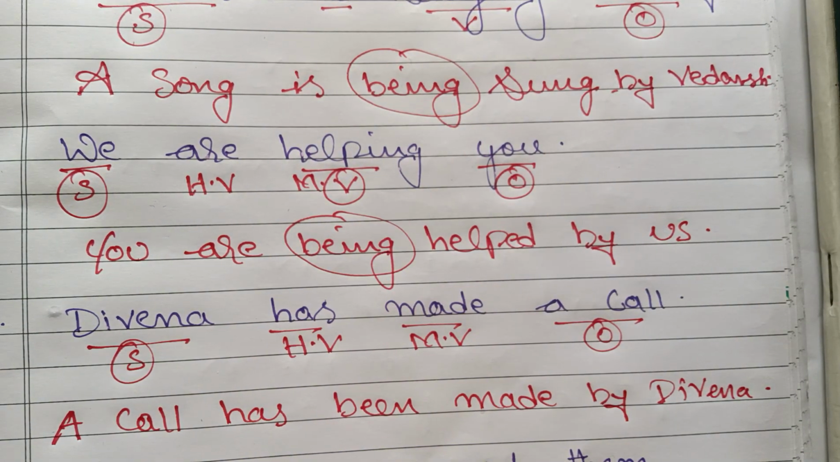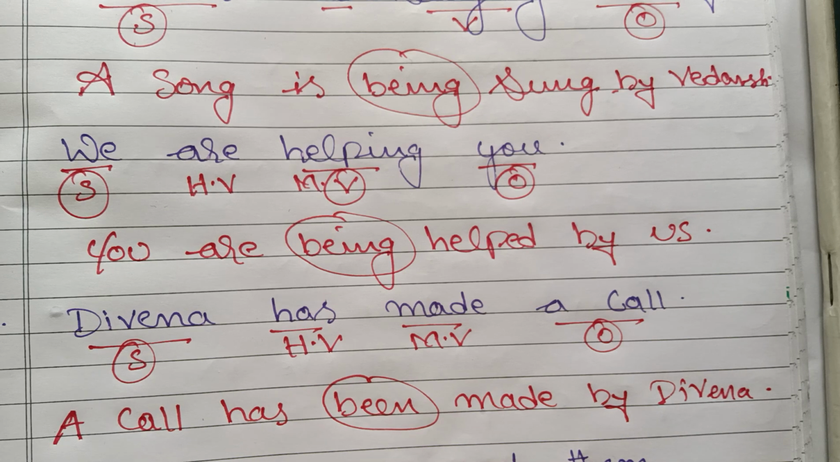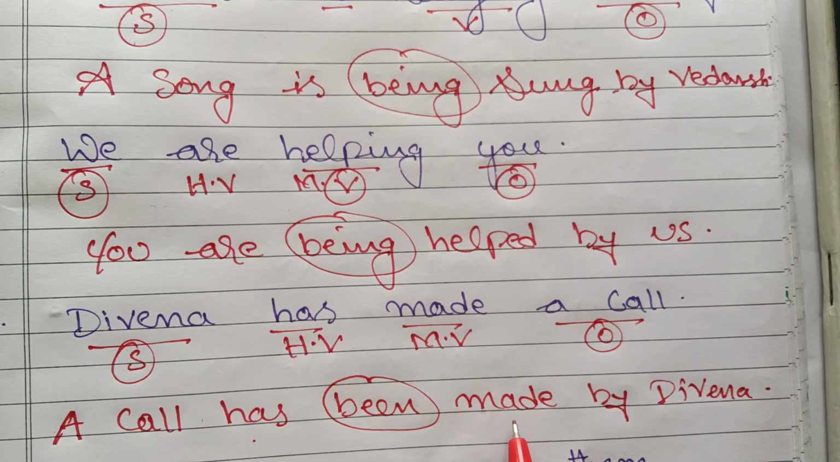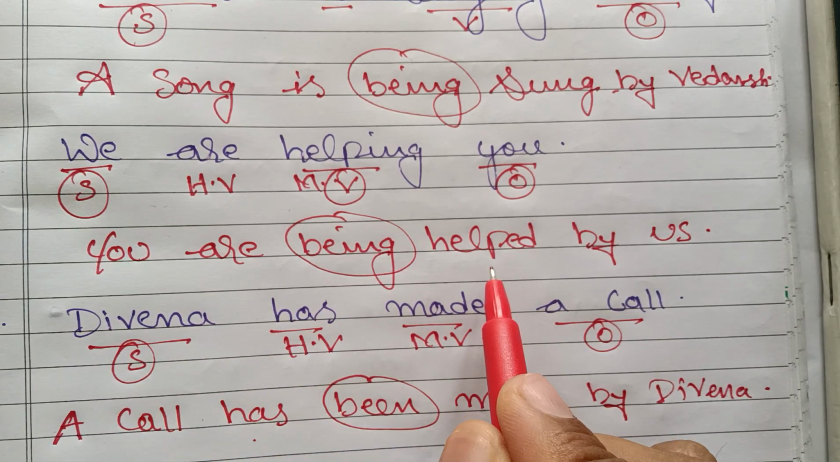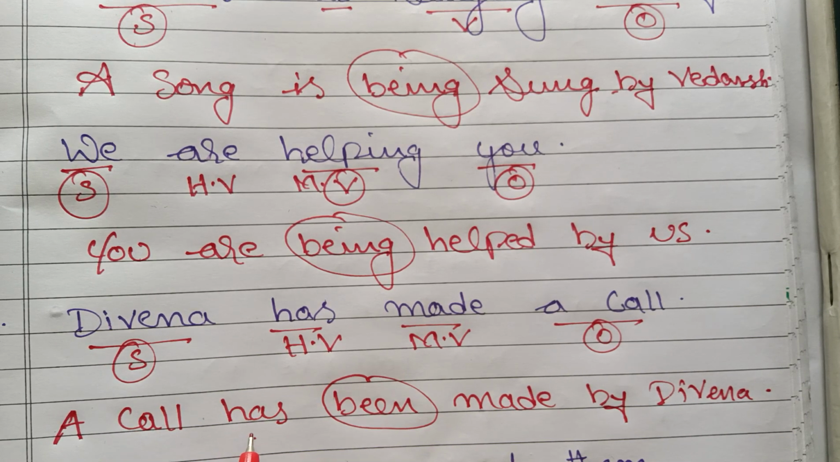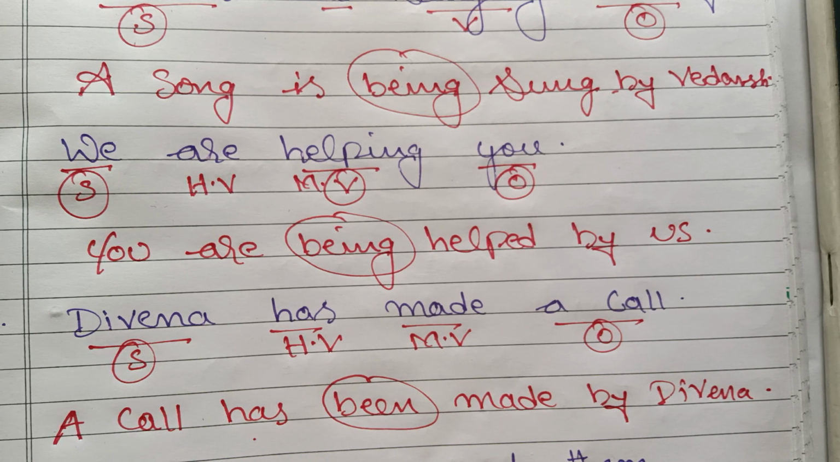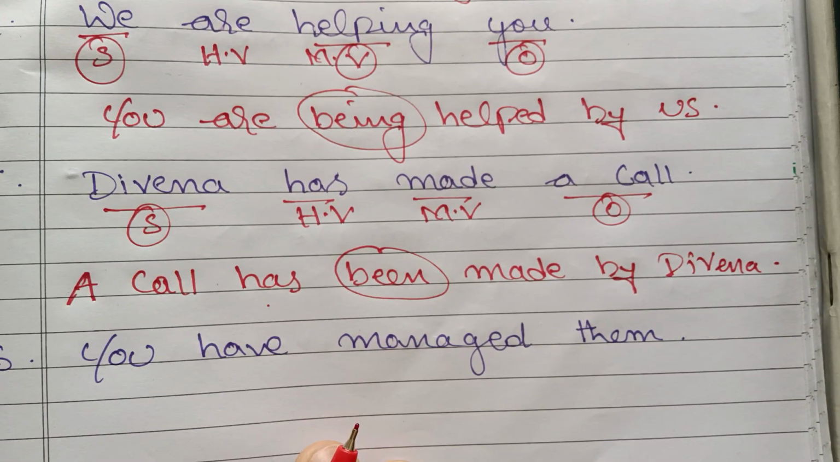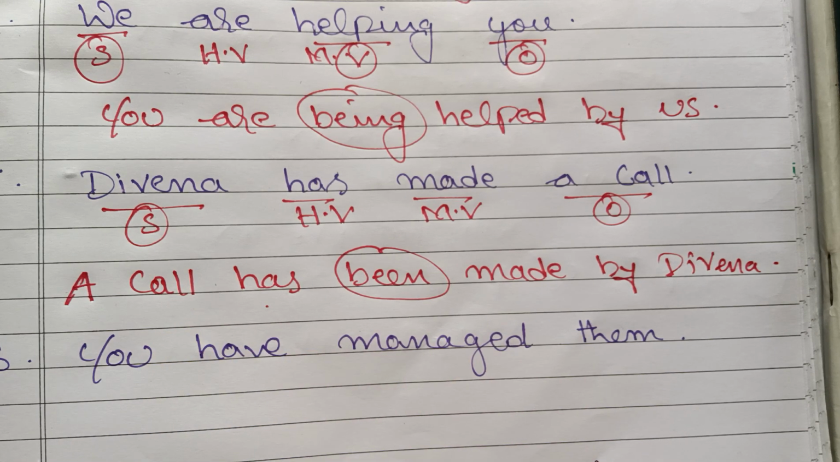For the present perfect, use "been" between the auxiliary verb and the main verb, between the helping verb and the principal verb. Like we use "being" between the helping and main verb in the continuous tense, in the same way, when it comes to present perfect tense, use "been" between "has" and "made", between the helping verb and the main verb. Then it becomes an easy task for you. Easy task means something child's play, cakewalk. Okay, "Call has been made by Divina."